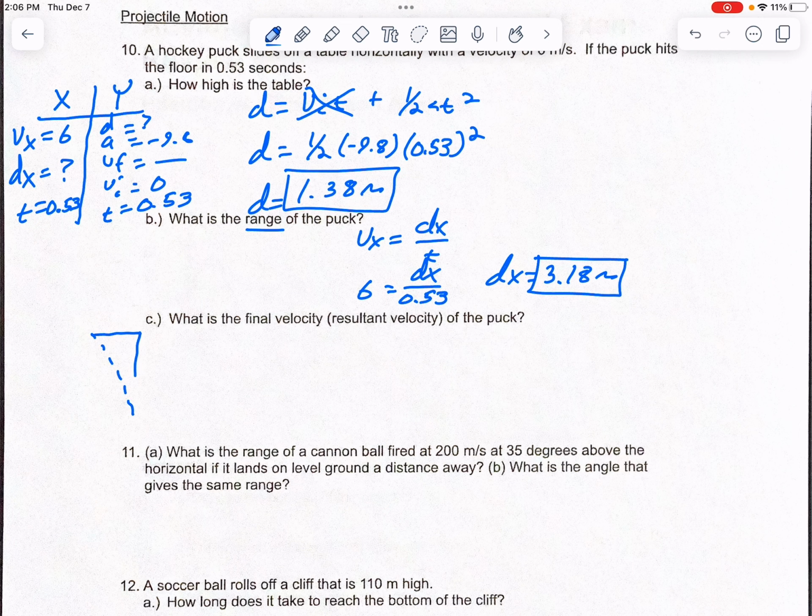So remember, anytime you want to find something vertical, you just set up Daffy T. So VF is your question mark. VI is going to be 0 still. A is going to be negative 9.8.